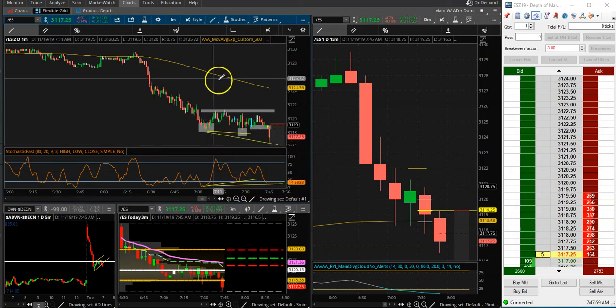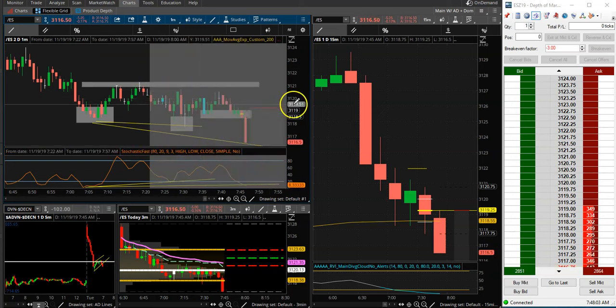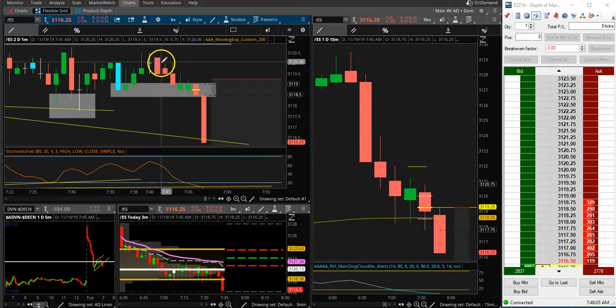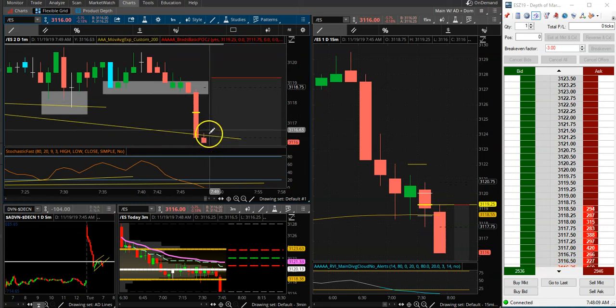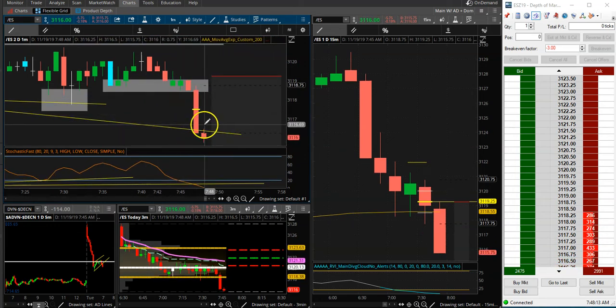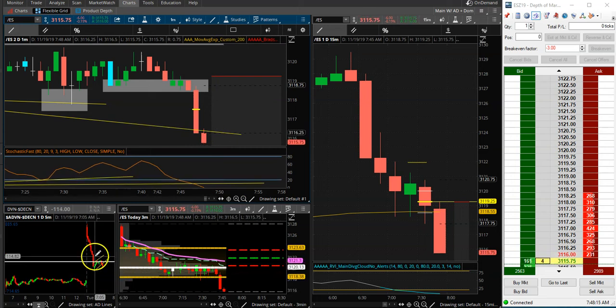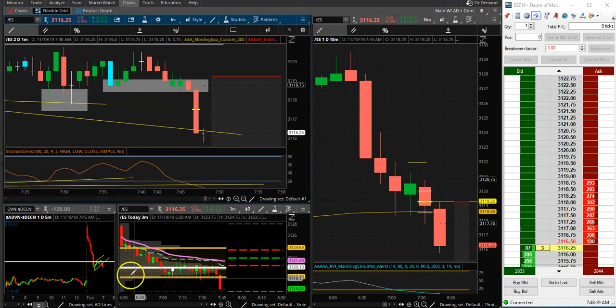Not saying it's going to happen, but here I see a nice clean waterfall. 1, 2, 3, 4, 5, 6, 7, 8. We're on the 9th candle down. Maybe I watch for a potential reversal, but look at this. The bear flag's breaking down. We now have excess down here.